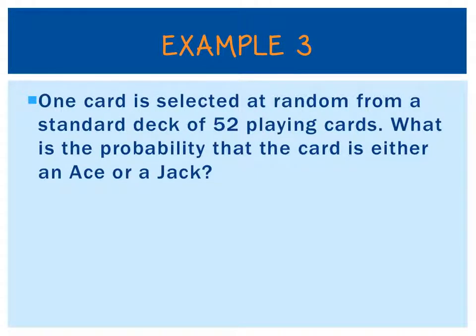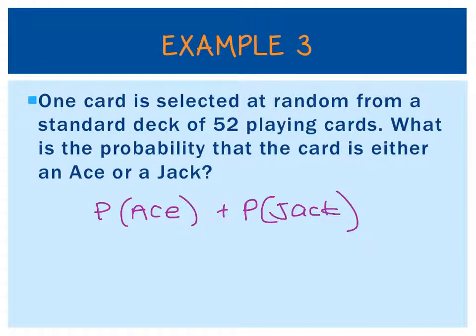Example 3 says one card is selected at random from a standard deck of 52 playing cards. What's the probability that the card is either an ace or a jack? So are the ace and the jack mutually exclusive? Can something be an ace and a jack? No. So these are mutually exclusive. So we're going to figure out the probability of getting the ace, and we're going to add it to the probability of getting the jack.